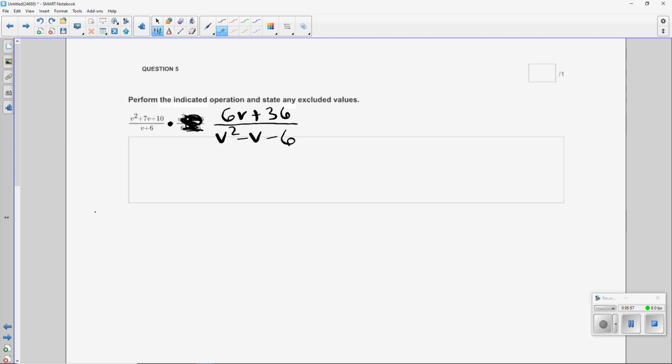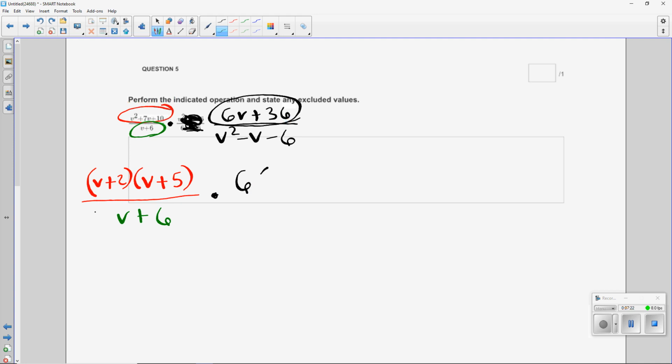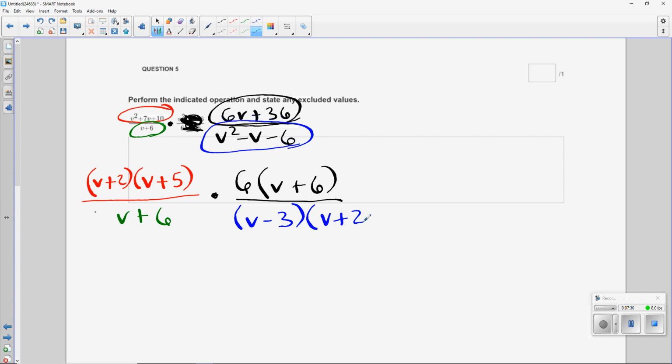Now it's multiplication. So now we factor everything and then list our restrictions. So the top left, v plus 2, v plus 5. Bottom left does not factor. Top right, so we can pull a 6 out. GCF of a 6. And then bottom right, it's a trinomial. So that will be v minus 3, v plus 2. Be careful on that one.